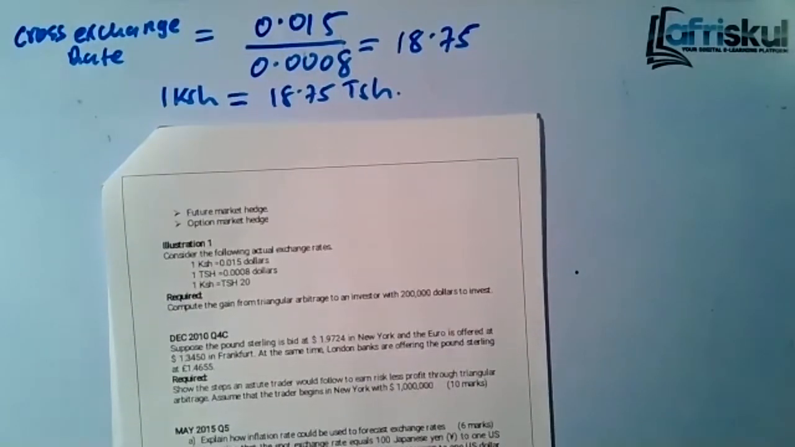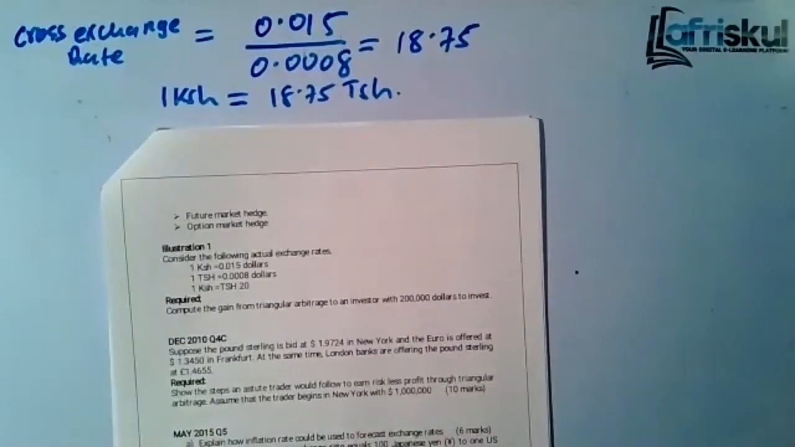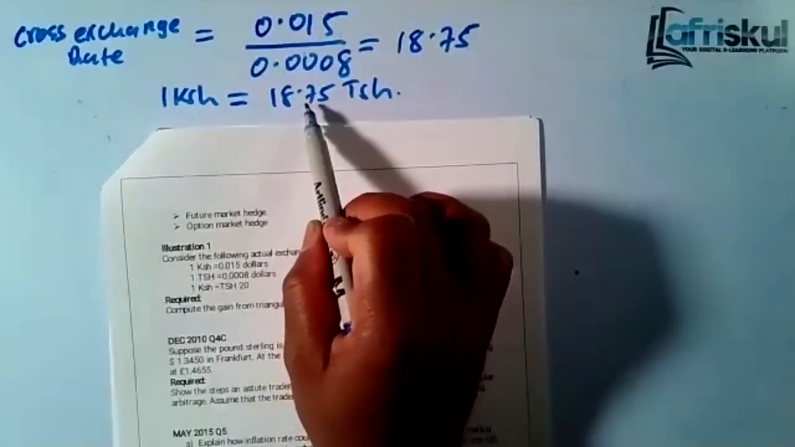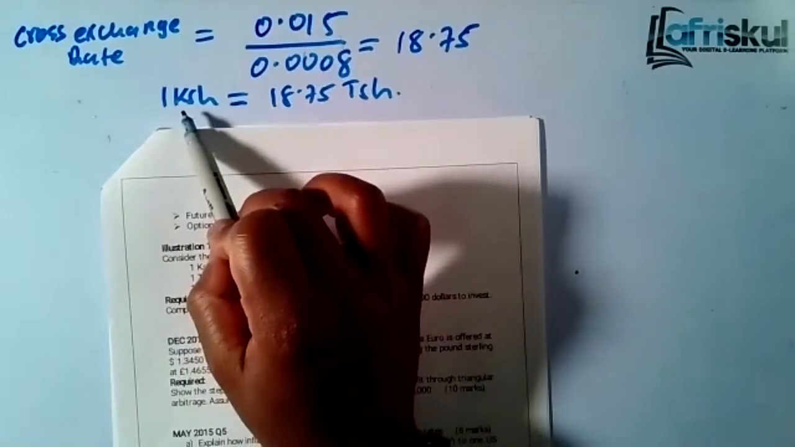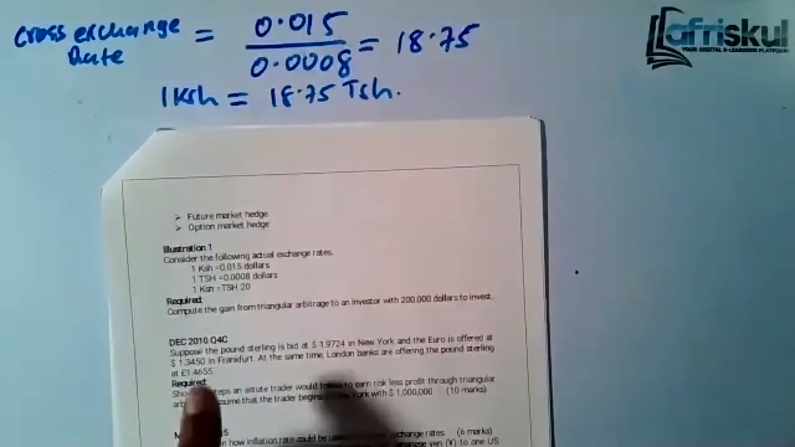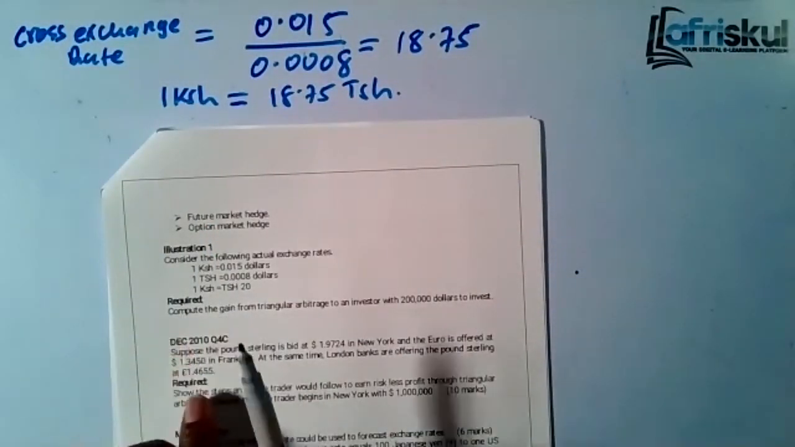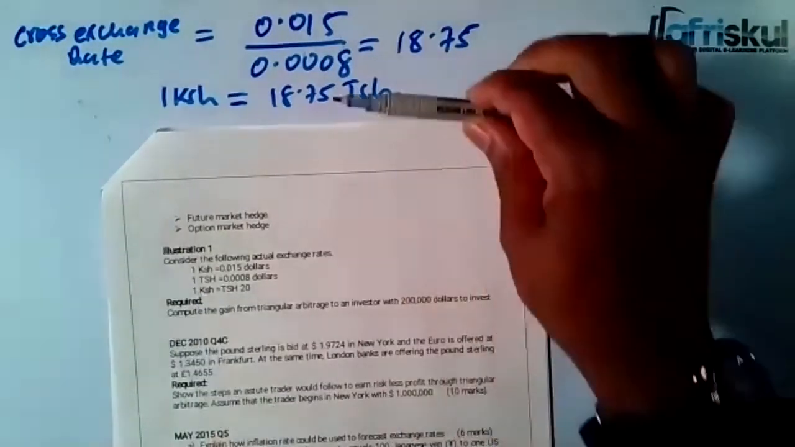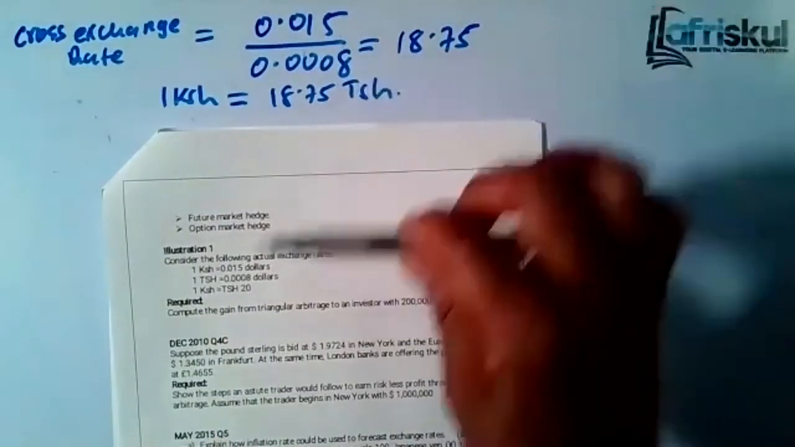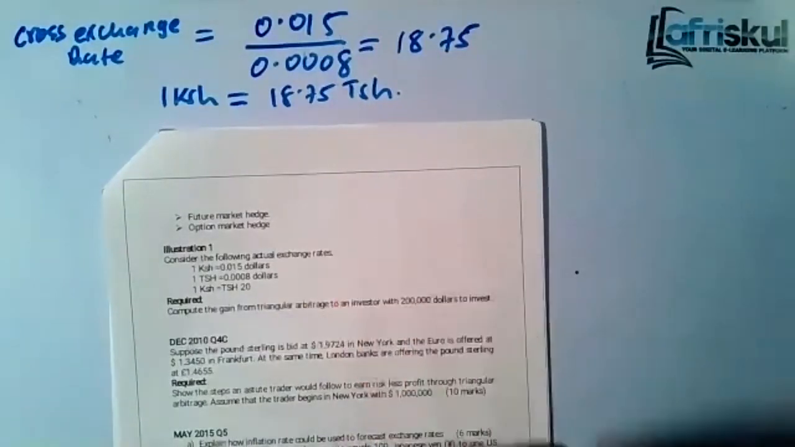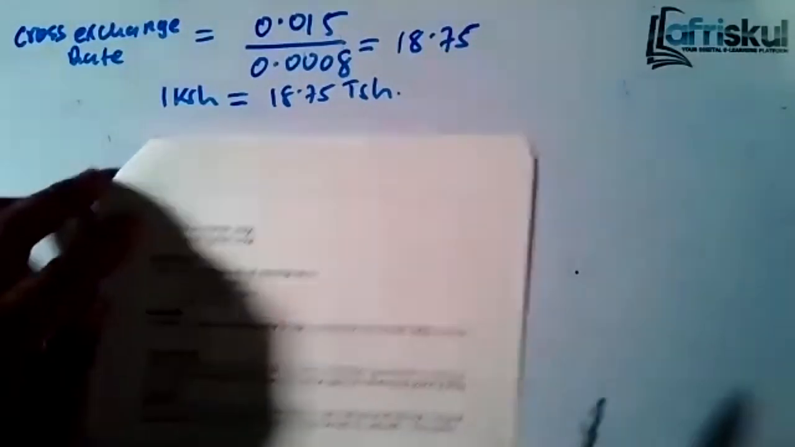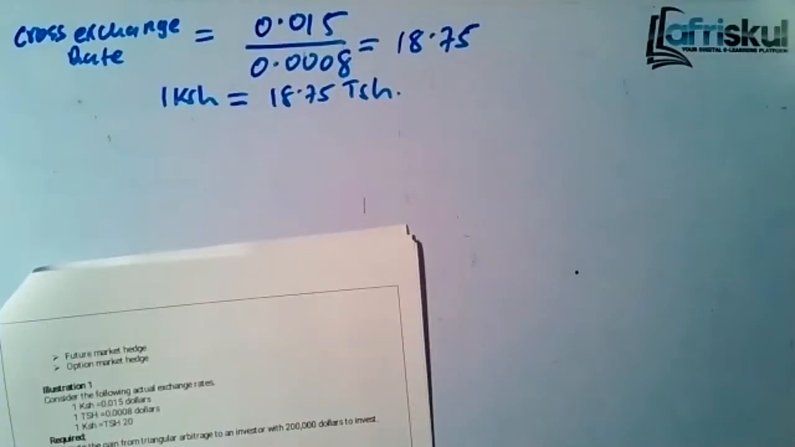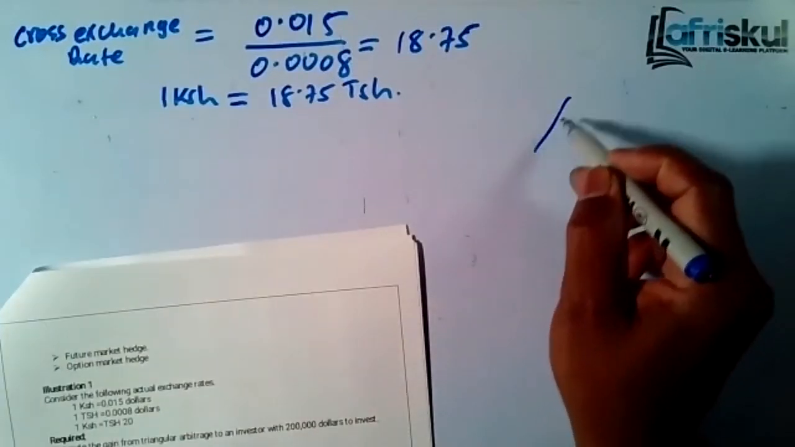Let me make this clear. The actual cross exchange rate should be 18.75 for you to get 1 Kenyan shilling. But in the market, you require 20 Tanzanian units to get 1 Kenyan shilling. This is the actual rate, but this is how it's trading. So you see the Kenyan shilling has been overvalued, and when it is overvalued, this is how you perform the triangular arbitrage.